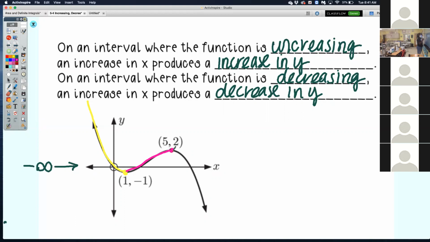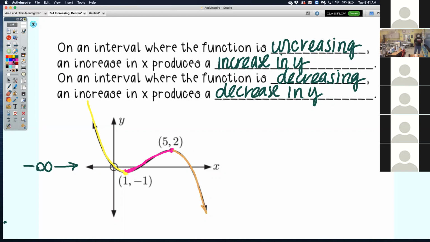And as we can see, x is continuing to increase. Our y's are getting larger. I'm going basically from negative 1 all the way up to positive 2 in my y's. After this point, what's happening? That means it's decreasing afterwards, okay?